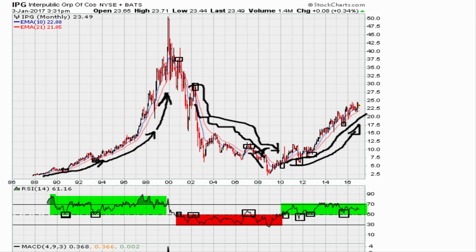So we can see that the RSI 50 tends to be, for some reason, a psychological level where stocks change their behavior. So we always need to be on the lookout to understand how the stocks we are looking to own, or the stocks we own, are trading in relationship to their RSI long-term level.